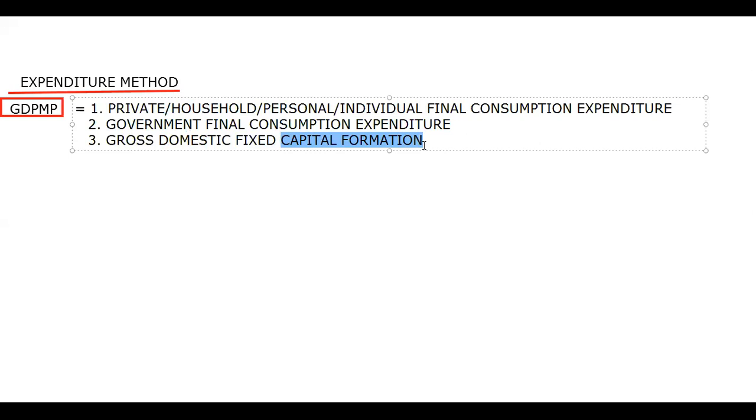as investment. So the third point is gross domestic fixed capital formation, which means this is the expenditure of firms on making their fixed capital, right? This is the expenditure of firms on making their fixed capital formation. Fixed capital formation means the investment of firms on fixed assets, right? So this is the third point given in the expenditure method.